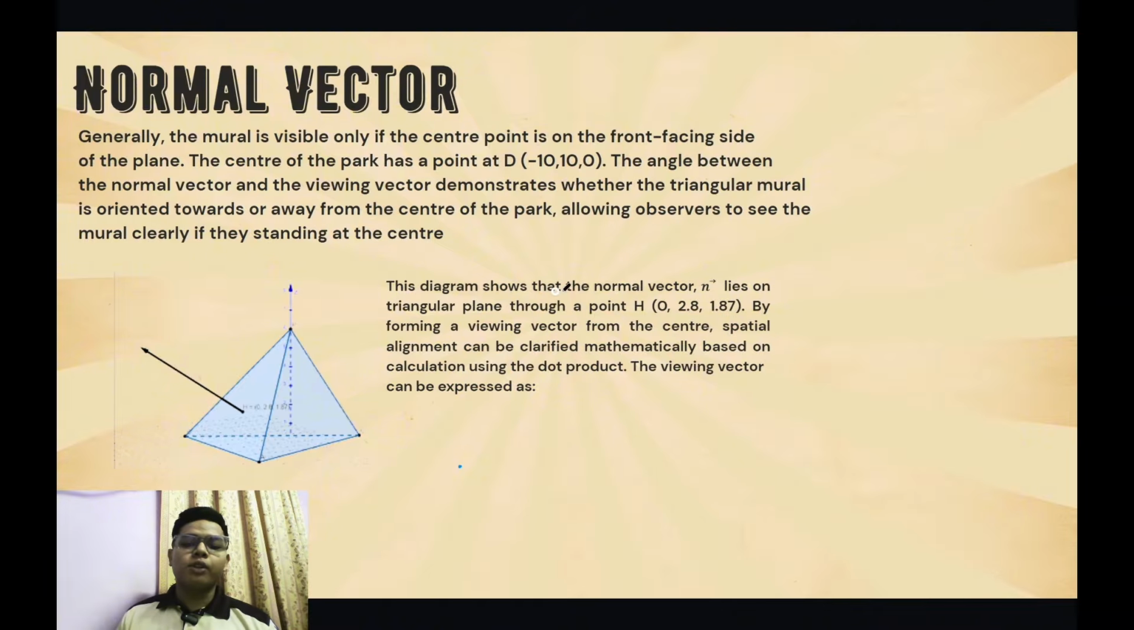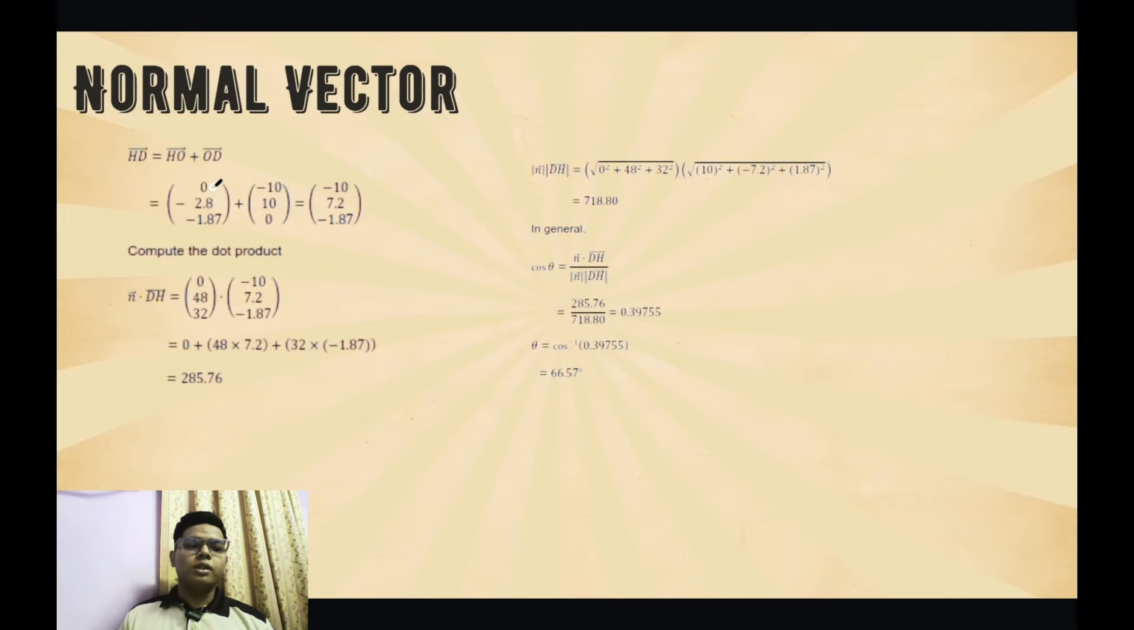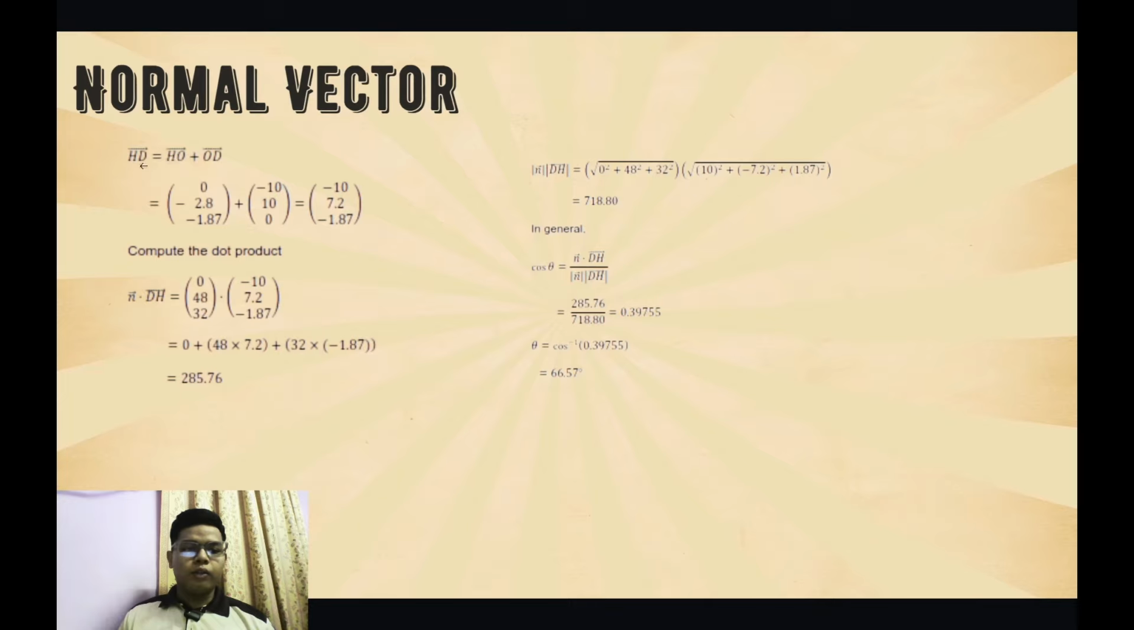This diagram shows that the normal vector n lies on the triangular plane through a point H at 0, 22.8, 1.87, forming a viewing vector from the center. Spatial alignment can be clarified mathematically using the dot product. The viewing vector can be expressed as HD equal to HO plus OD. H is 0, 22.8, and 1.87. So to find HD, it is HO, 0, negative 22.8, negative 1.87, plus OD, negative 10, 10, 0.